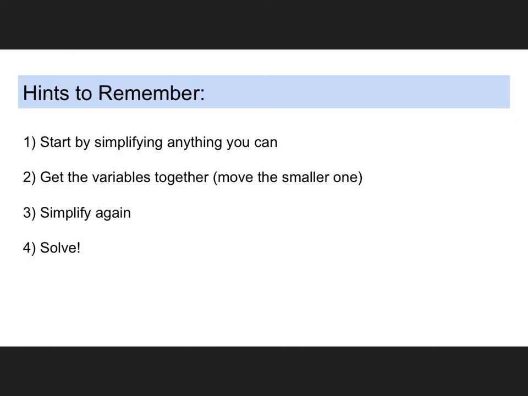So a few hints to remember as we start solving. The first thing is you want to simplify anything you can right at the start. This may look like combining some like terms before we start the problem, or even getting rid of some parentheses. The next thing we want to do is get the variables together on one side of the equation. And the easiest way to do this is by moving the smaller variable to the other side. Then we want to simplify again if we can, and finally we'll solve.